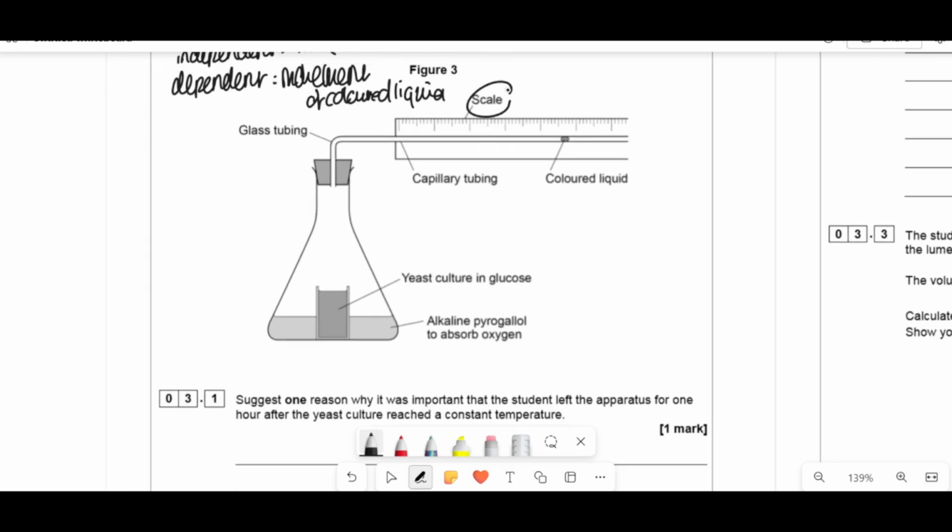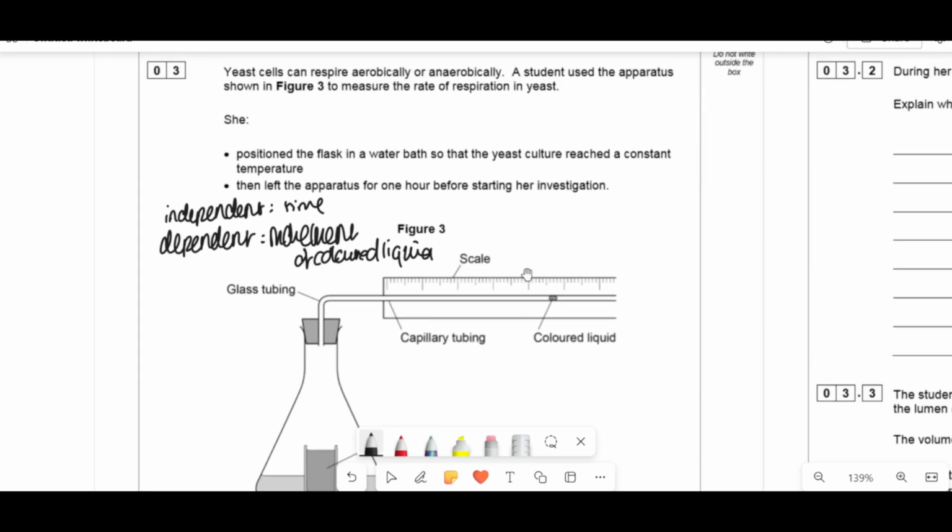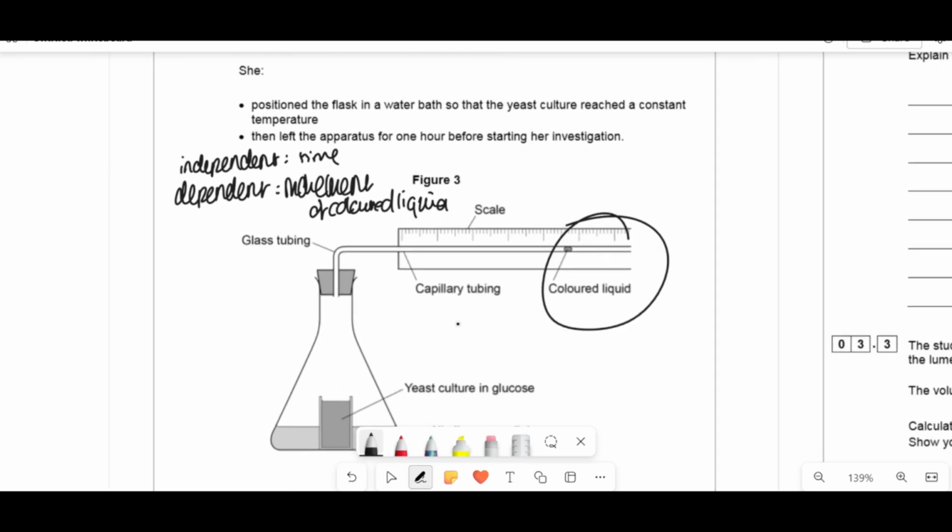Let's have a quick look here. Scale, capillary tubing, colored liquid, yeast, and glucose. This is some stuff to absorb oxygen, and glass tubing. So what they're doing is trying to starve the yeast of all the oxygen possible, so that they're measuring anaerobic respiration, specifically by using the movement of the colored liquid to see what's up.